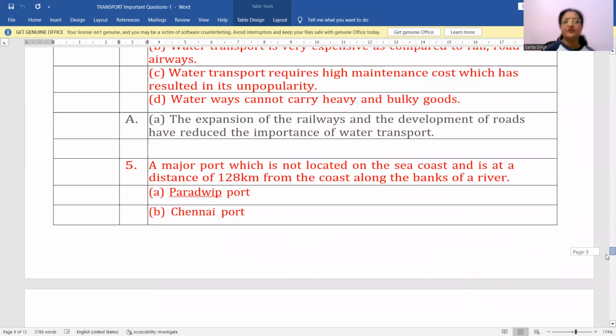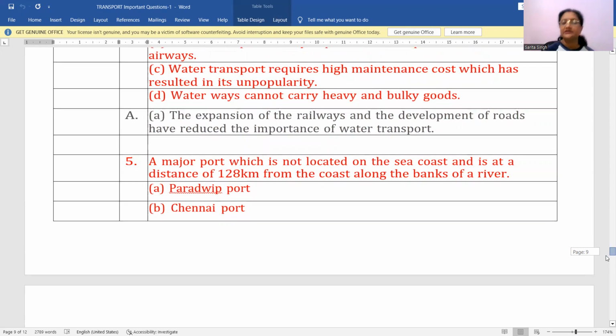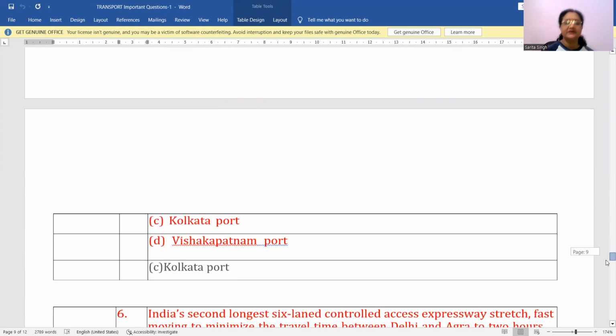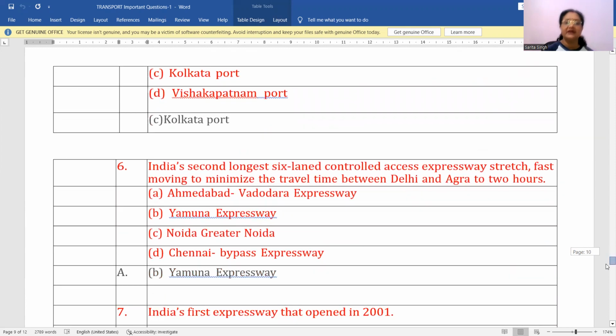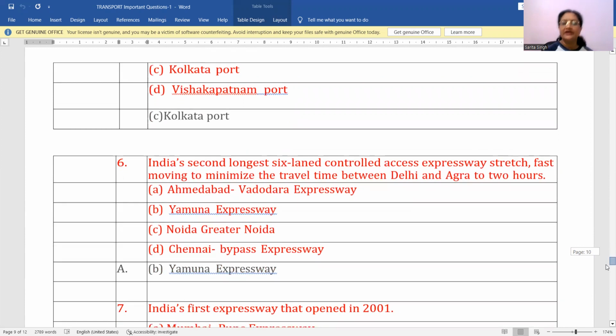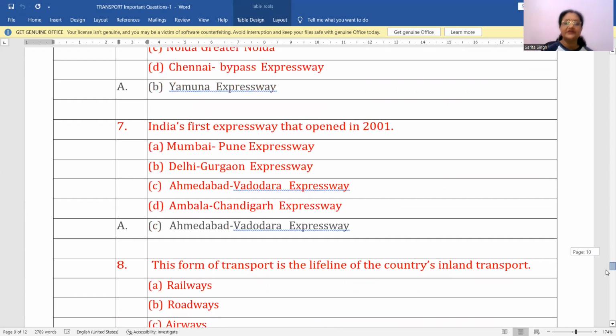So a major port which is not located on the sea coast and is at a distance of 128 kilometers. We discussed just now, that is Kolkata port. That's why it is also called a riverine port. India's second longest 6-lane controlled access expressway stretch, fast moving to minimize the travel time between Delhi and Agra to 2 hours. Yamuna Expressway, India's first expressway that opened in 2001.